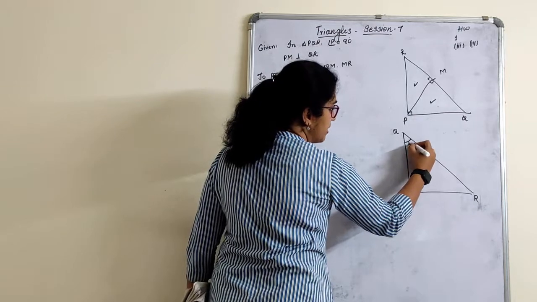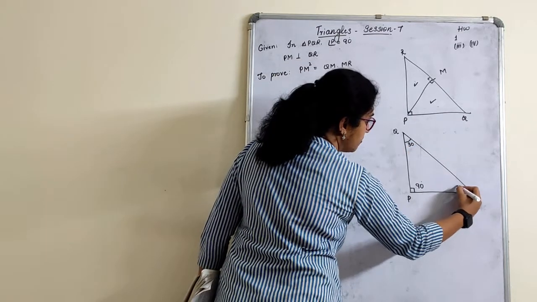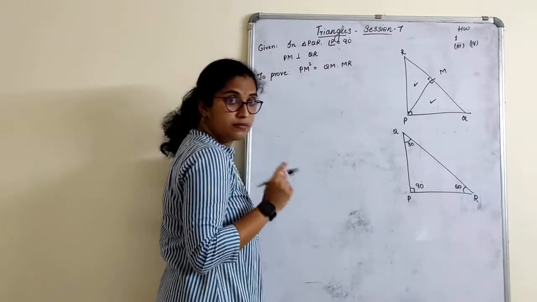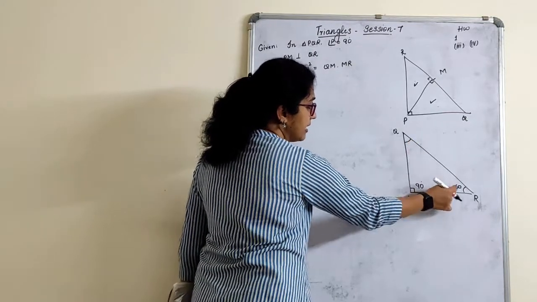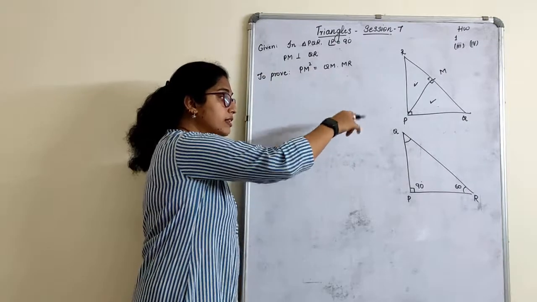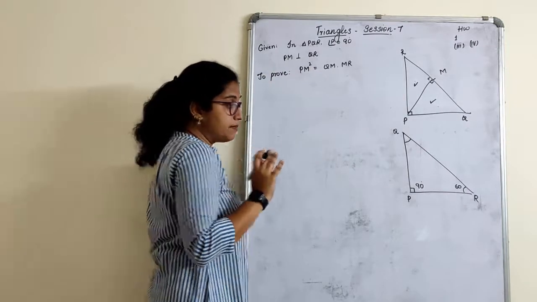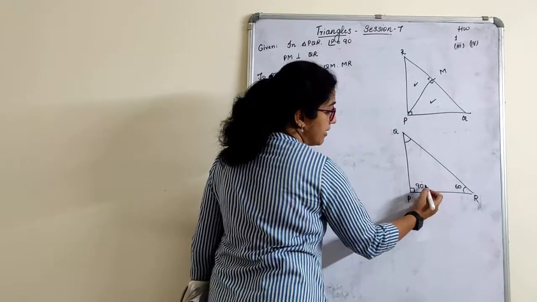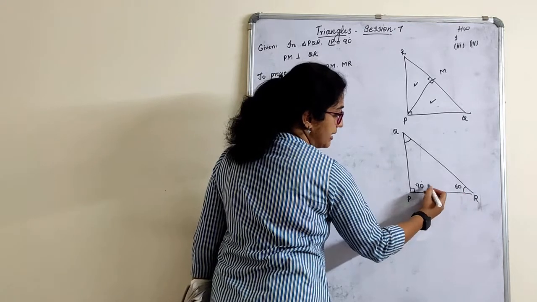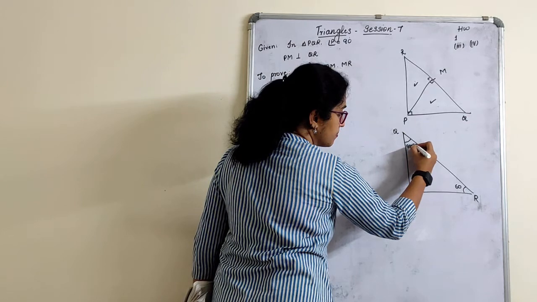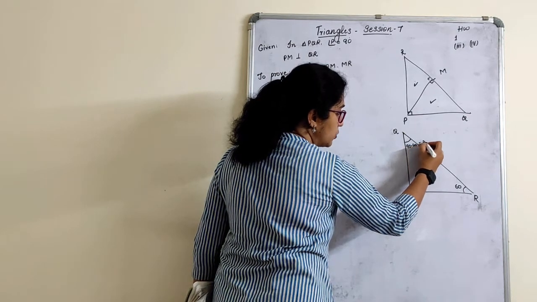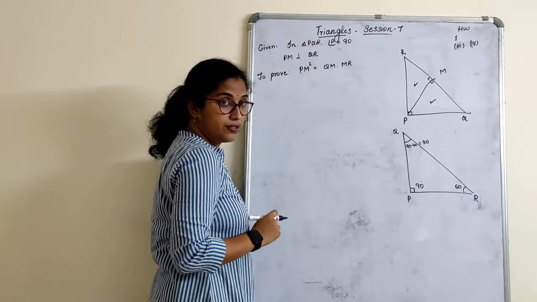So this can be 30 and this can be 60. Okay. If I tell you that this angle is 60 degrees or this angle is 30 degrees, for example, how do you find this angle? Actually, you find 90 minus 60. How much? You get 30 degrees here, right?